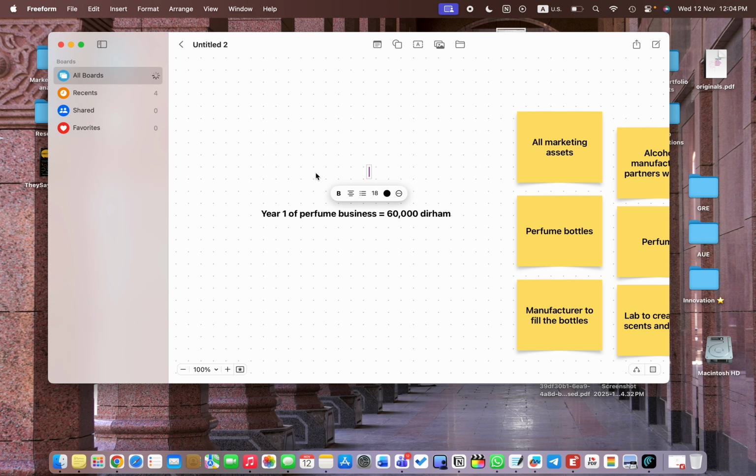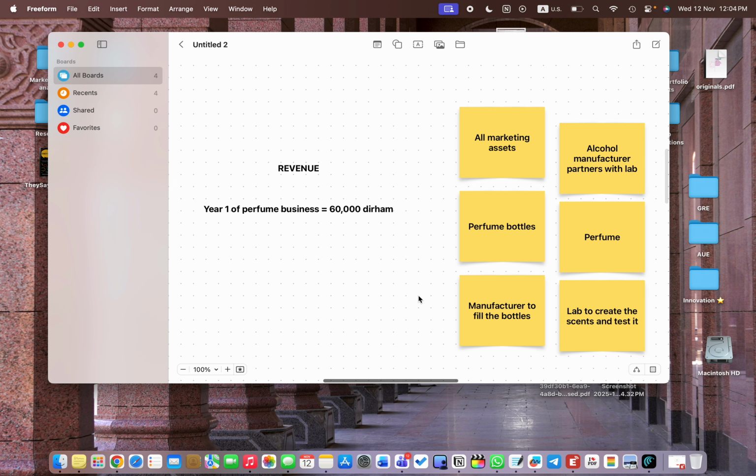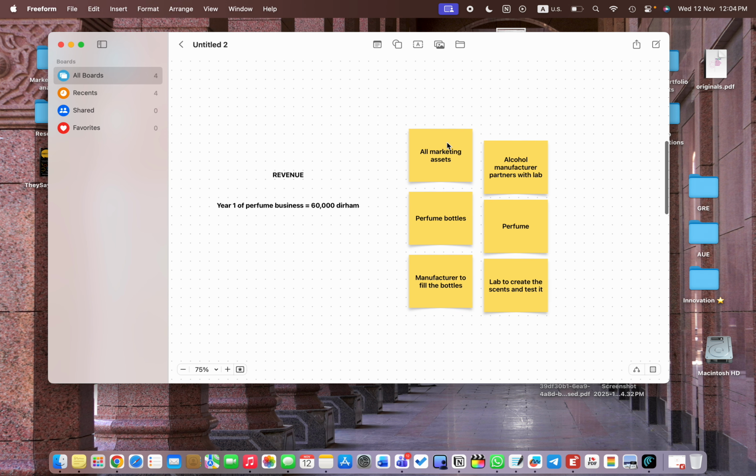Why is it called revenue? Because there's a difference between it and profit. I'm going to show you the difference now. This is called revenue. This is how much money you made. Let's say you made the perfumes and you generated 60,000 dirham the first year. But you didn't consider yet everything you paid for, right?